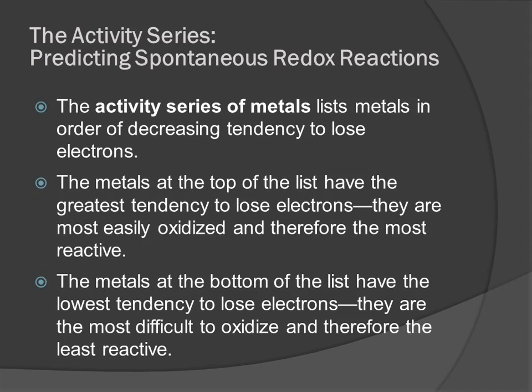Some metals are more reactive than others. Some are more willing to lose electrons than others are. And so the activity series, which we'll look at in a minute, lists metals in order of decreasing tendency to lose electrons. So the metals at the top are the most likely to lose electrons. Those guys are the most oxidized, and thus they are the most reactive. The metals at the bottom have the least tendency to lose electrons. They're the least reactive.